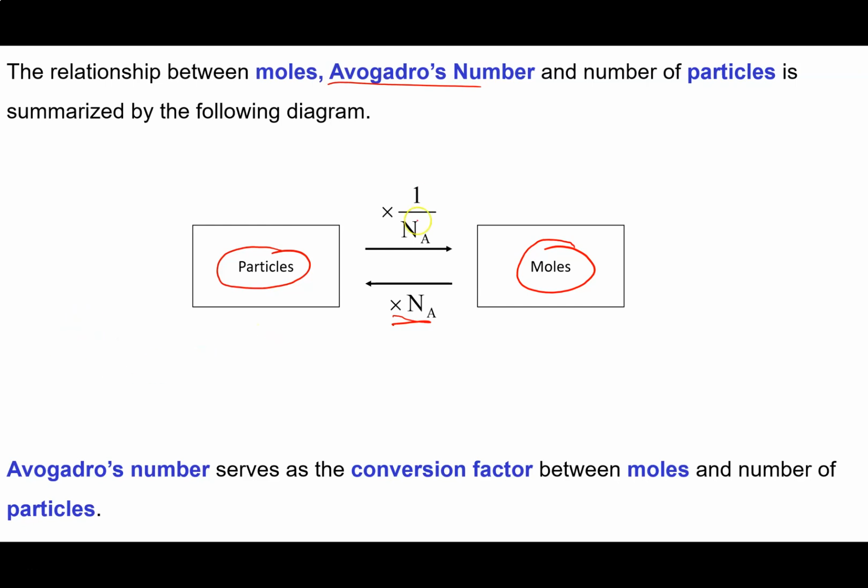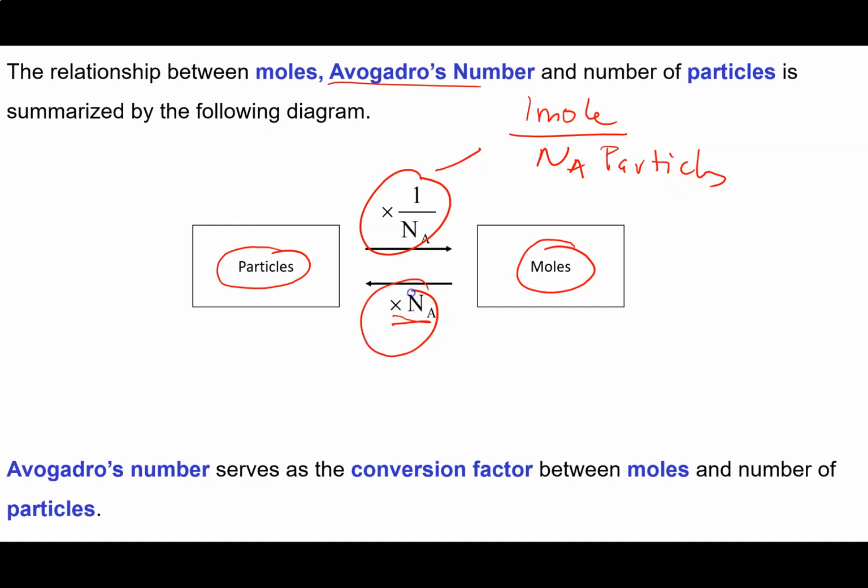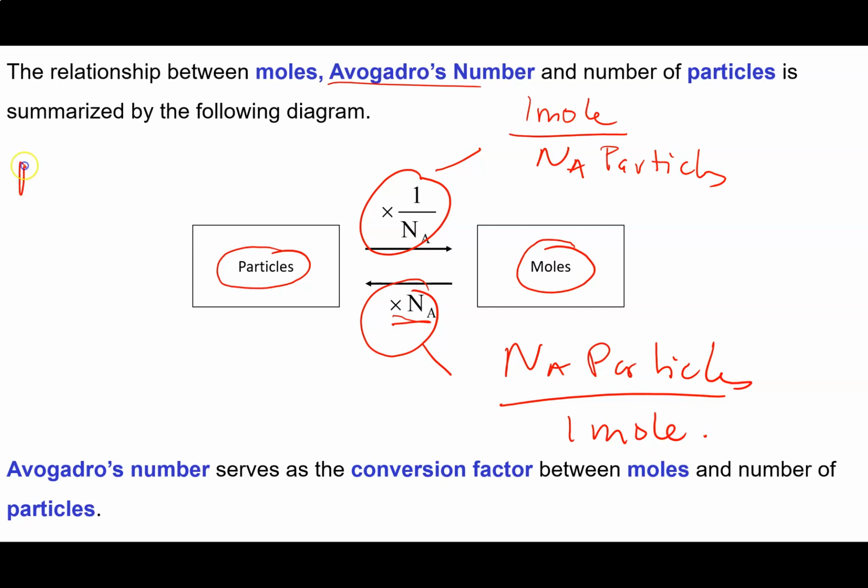When I'm going to moles, this is how I'm going to write it: 1 mole is Avogadro's number of particles. And then over here, we've got Avogadro's number of particles, which is going to be Na particles in 1 mole. And we know what Na is, right? 6.022 times 10 to the 23. Okay, so that's our first conversion factor. We're going to learn about 3 different conversion factors in general chemistry that relate to the amounts of substances.